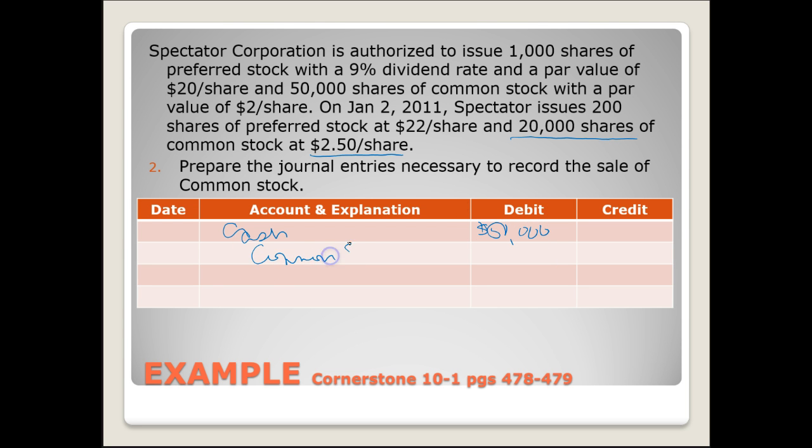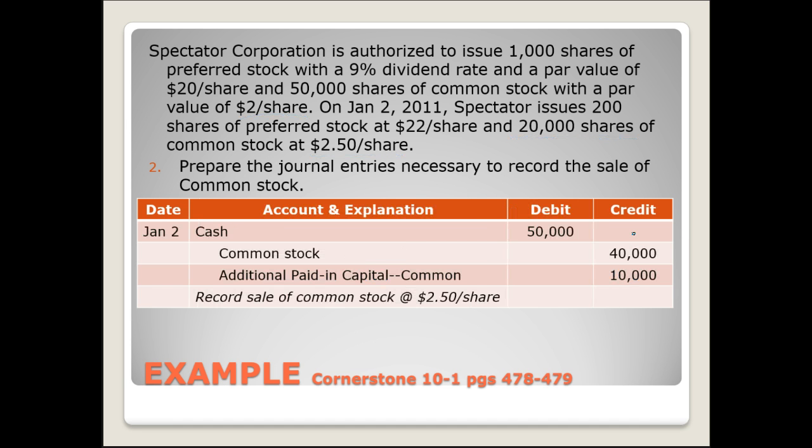In our common stock account, we will have the par value of $2 times the 20,000 shares that were issued. So that's $40,000 of common stock. And then in our additional paid-in capital account for common stock, we'll have another $10,000. Why don't we look at that all typed out?